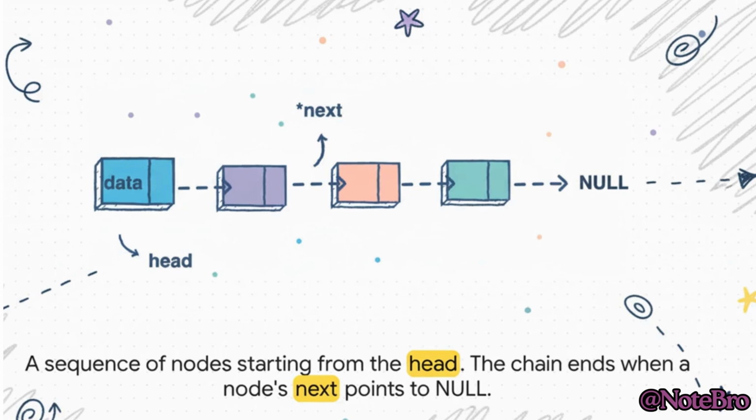And this picture here shows it perfectly. You've got a head, which is just our entry point to the list. It points to the very first node. That node holds some data and points to the next one, which points to the next one, and so on. The whole chain finally ends when a node's next pointer points to nothing at all, or null. It's a sequence connected by these links, not by being neighbors in memory.